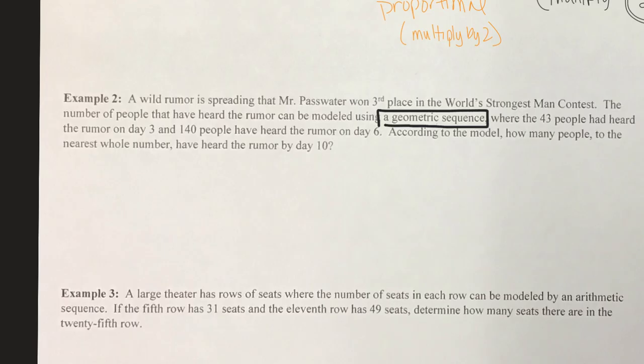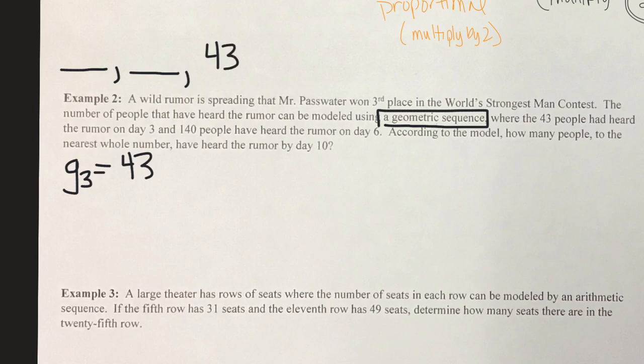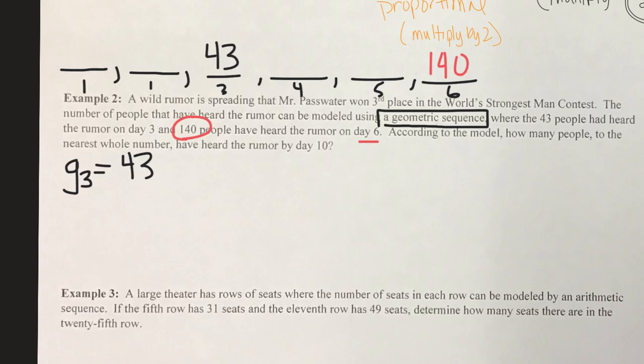Where 43 people heard the rumor on day 3. So as a number, that's our 3rd term. The 3rd term in our sequence is 43, right? So we have so many on day 1, so many on day 2. 43 people have heard the rumor on day 3. And 140 people have heard it on day 6. So somewhere down the line, there's day 4, day 5. We don't know that. But on day 6, 140 people have heard the rumor. So that's G sub 6.